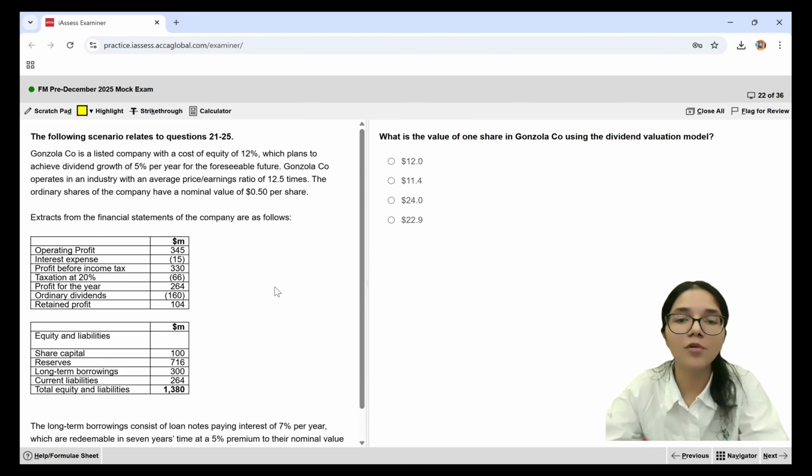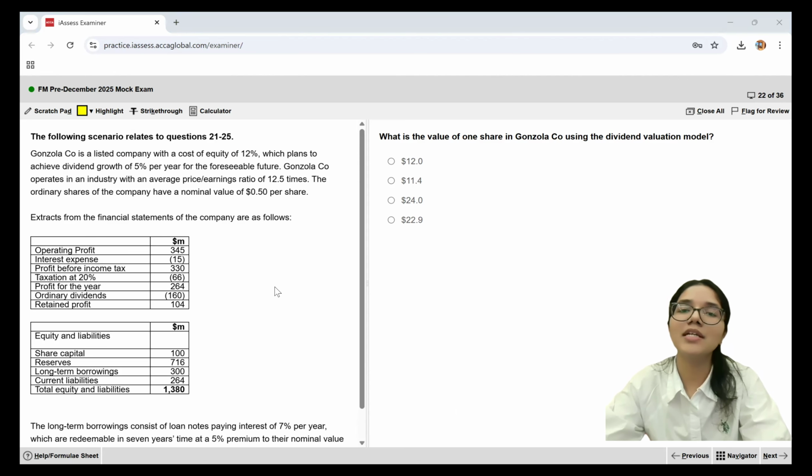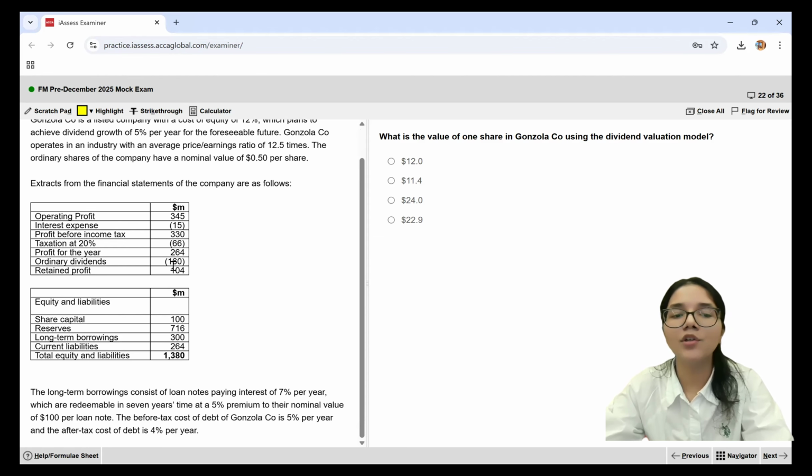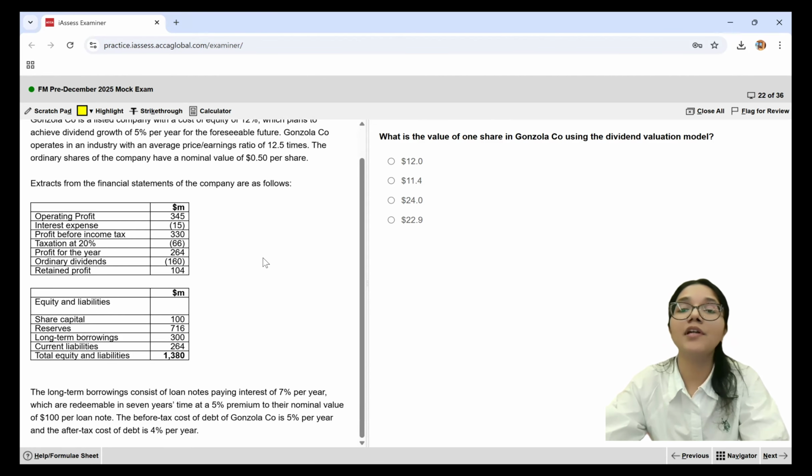But what you do not know directly in the question is how much dividend per share the company is offering. I know that the total dividend given to all of the shareholders is $160 million. But if I want to find out the dividend per share, because I need to find out the value of one share, I need to divide the total dividend by the total number of shares in the company.